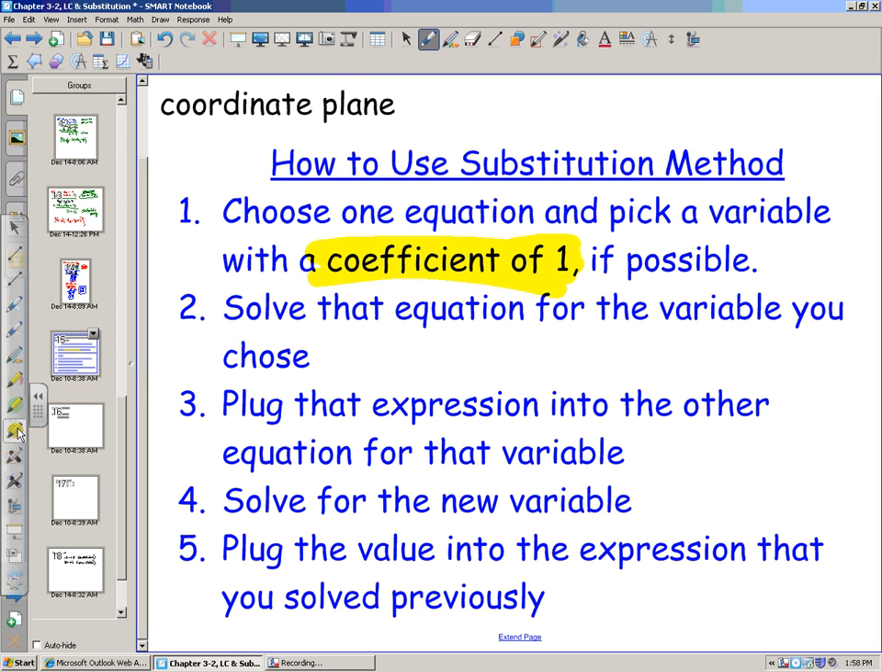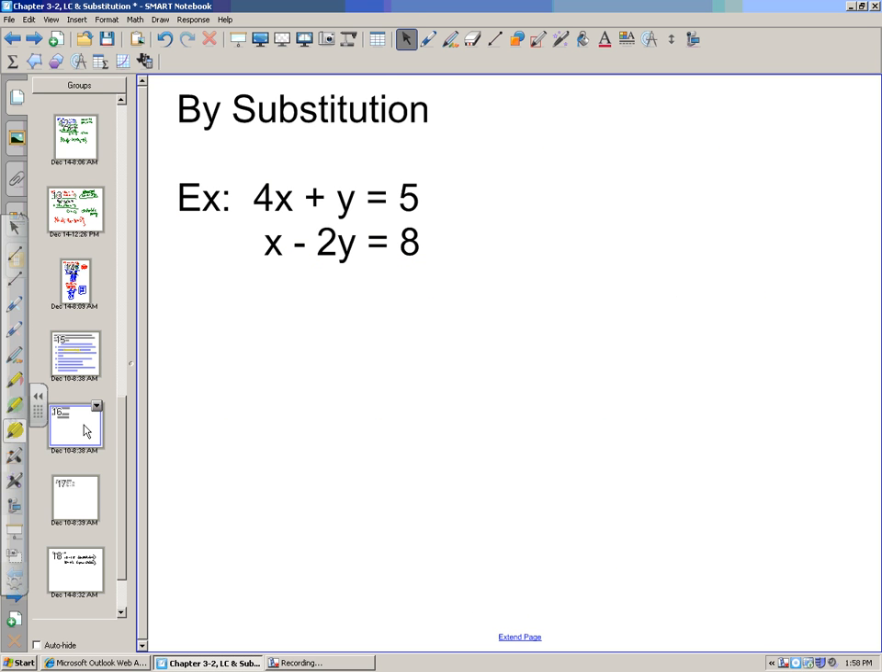So, you're going to solve that equation for the variable you chose, plug that expression into the other equation for that variable, solve for the new variable, and plug the value into the expression that you solved previously. Yada, yada, yada. You don't know exactly anything I just said. So let's try it. Example.